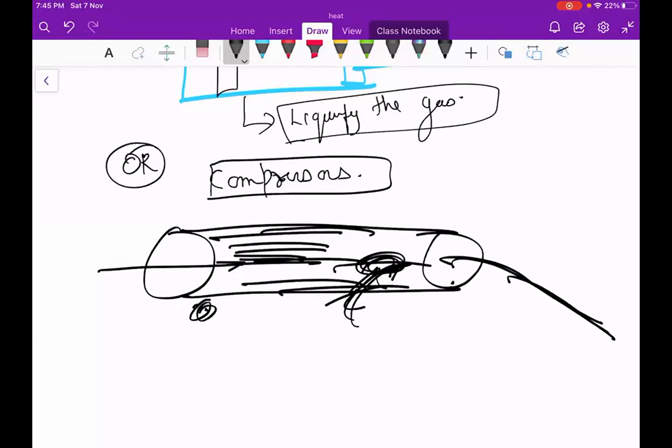Everyone got the point? So please write these points and make your notes proper in this. I'm giving you time.